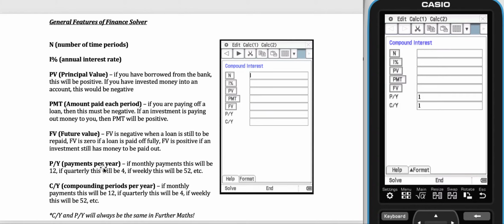P/Y stands for payments per year, and C/Y stands for compounding periods per year. So for example, if we're making monthly payments, then the payments per year will be 12. If the interest is compounding monthly, then the compounding periods per year will be 12. And in the questions we do in further maths, those two numbers will always be the same. So if one of them's 12, the other one will be 12. If one of them's 52, the other one will be 52, and so on.